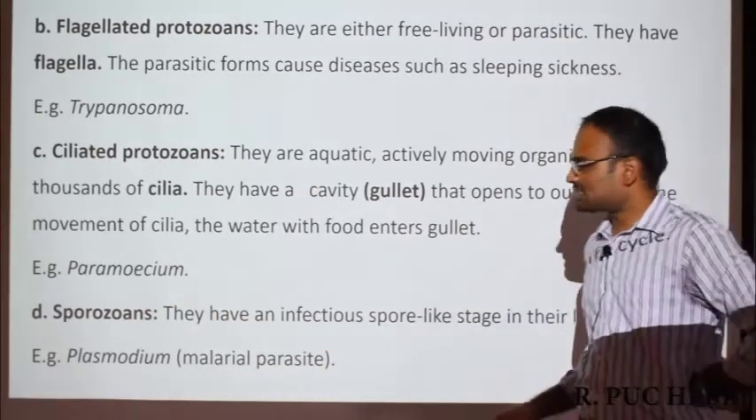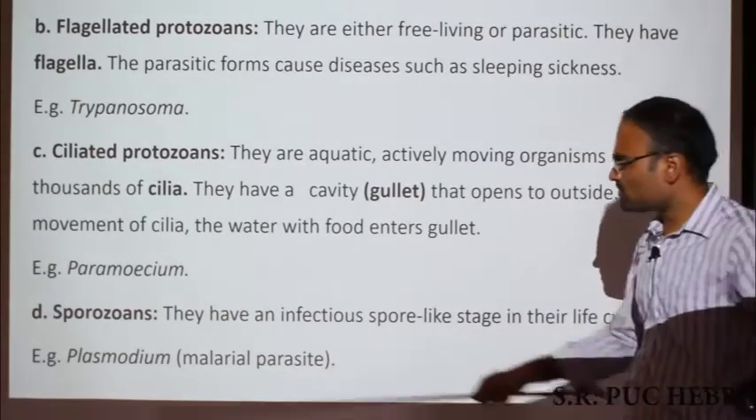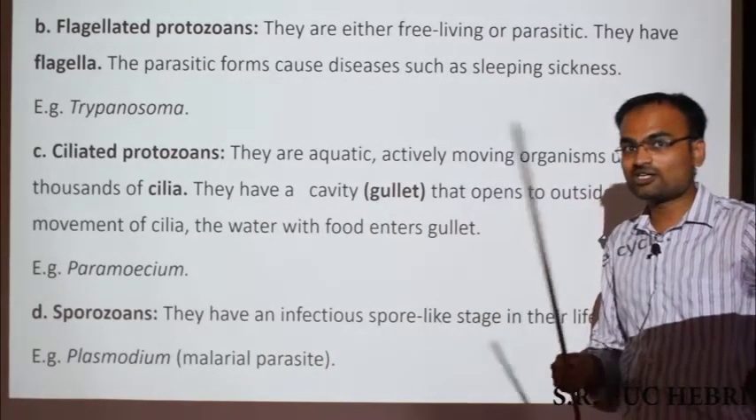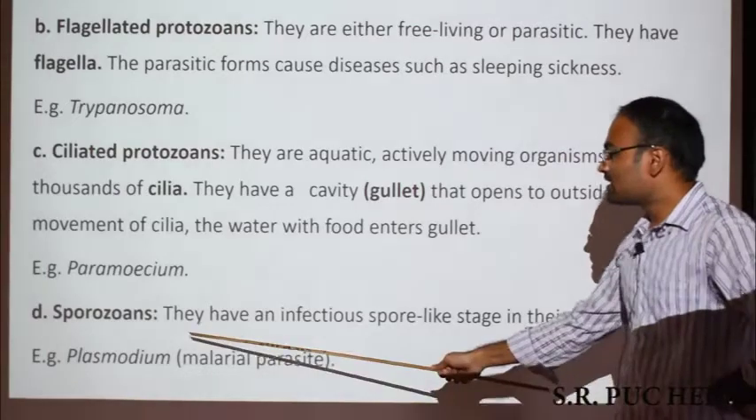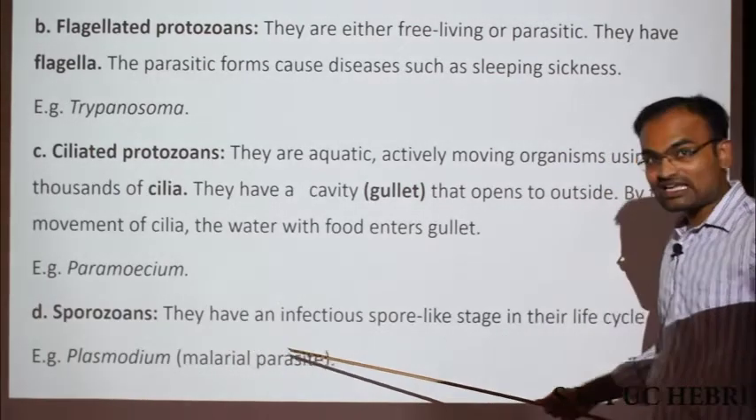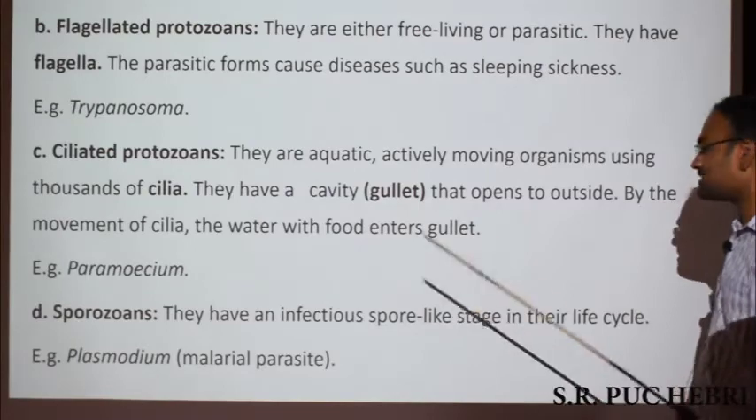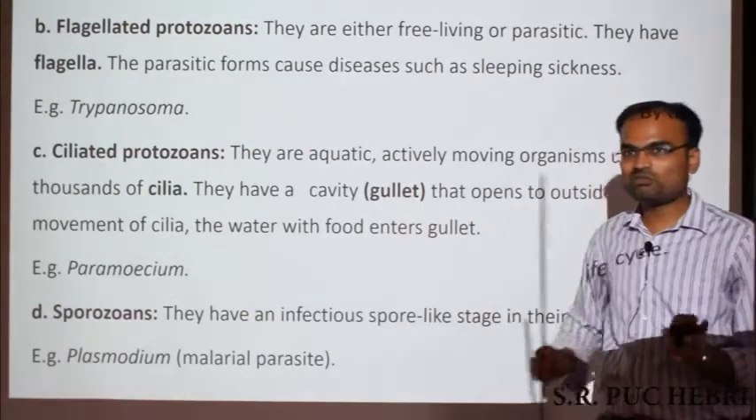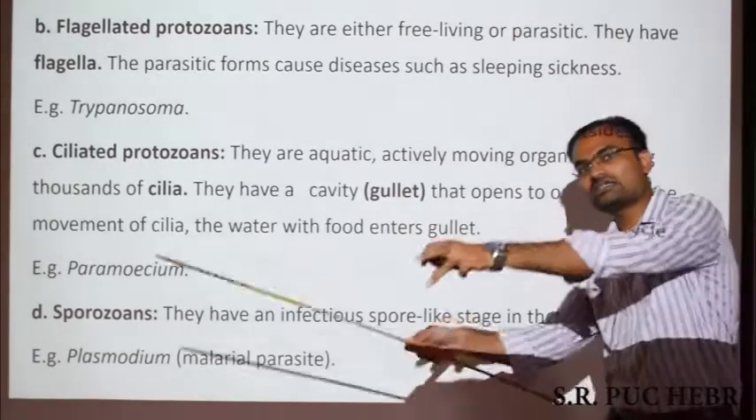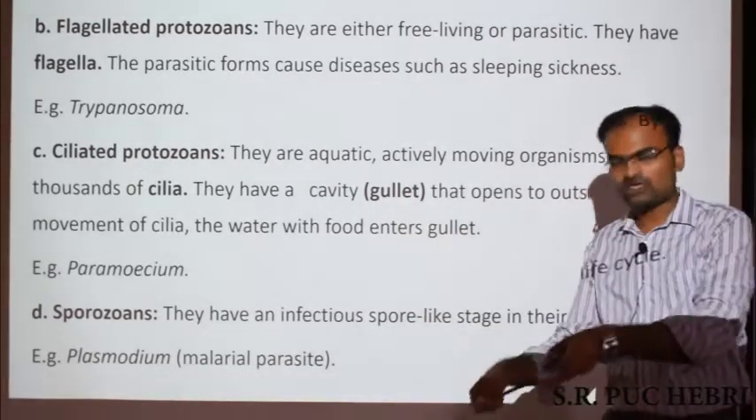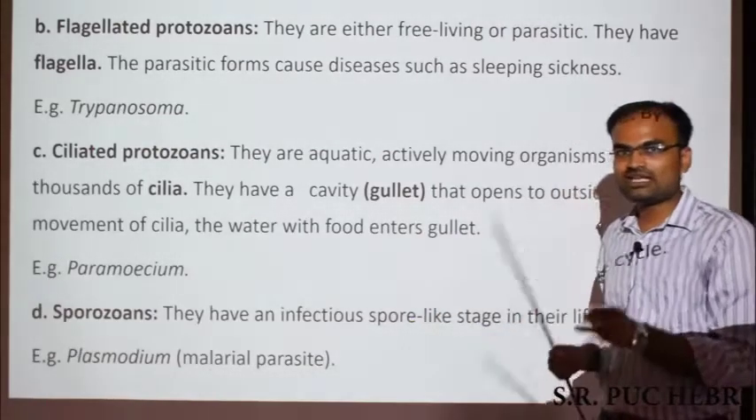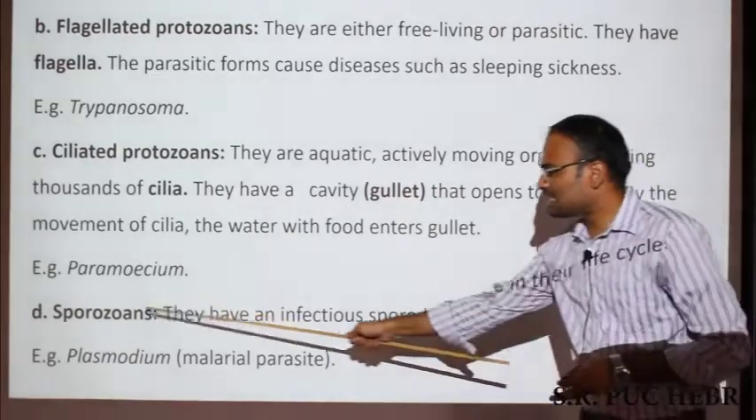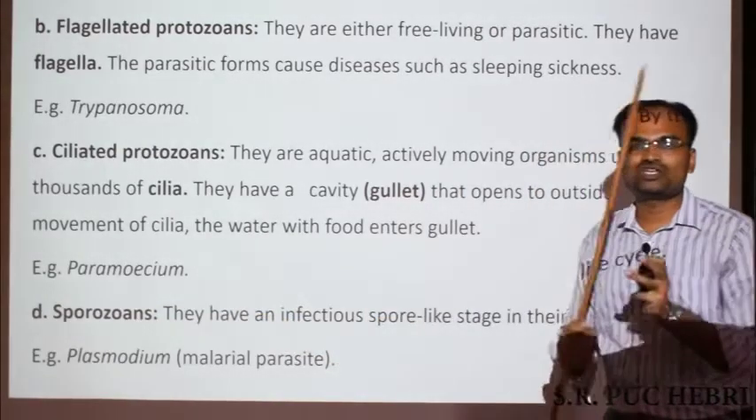The fourth one is called sporozoans. Sporozoans, spore-bearing protozoans. Okay, spores, I already told you, are haploid. These sporozoans have an infectious spore-like stage in their life cycle. Not all these sporozoans are haploid in nature, but whenever they are infecting other organisms, plants, humans or any animals, they are in a spore-like stage. The spore-like stage in the case of the sporozoan is infectious.